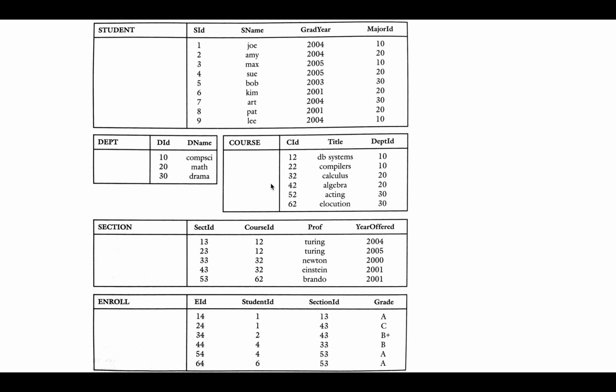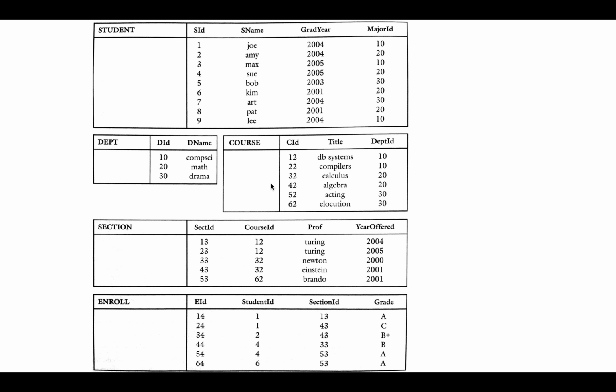And we're going to be using this schema all throughout at least the first half of the semester. We're going to be using this fictional schema of a university. It's a very small university. It has 3 departments. It has 9 students. It's a very small university. And we'll come back to this schema all throughout the first half of the semester.